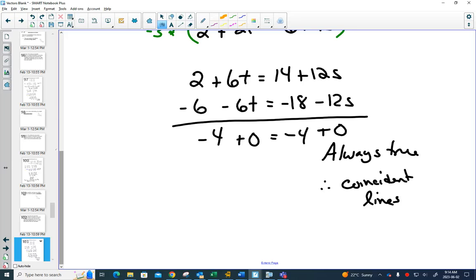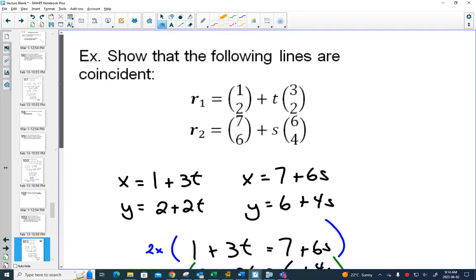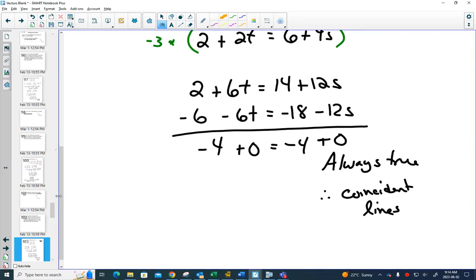Therefore, these are coincident lines. Okay? If on your test you say they are the same line, I'm okay with that. You don't have to use the fancy word. I'm okay with that.